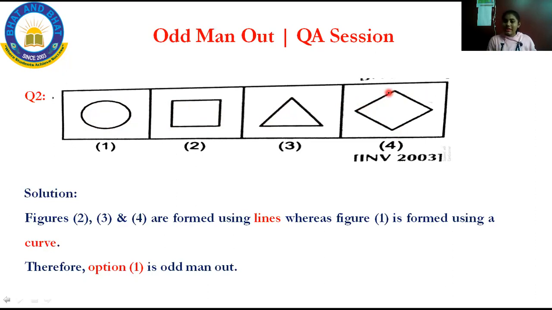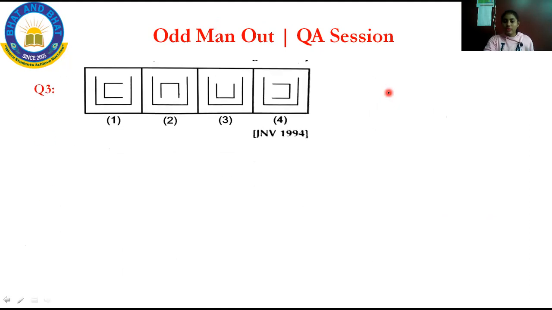So what is the correct option here? Except option 1, options 2, 3 and 4 are all drawn by using straight lines, while option 1 is drawn by using a curve. So what is the correct option? Option 1 is the correct answer. It is the odd man out. Now we'll move on to the next question. See, the next question is a bit different. Let me explain this very easily.